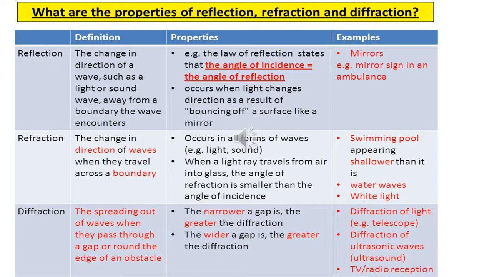Refraction is the change in the direction of waves when they travel across a boundary. The property occurs in all forms of waves like light and sound. When a light wave travels from air into glass, the angle of refraction is smaller than the angle of incidence. Examples: a swimming pool, and water waves with white light.